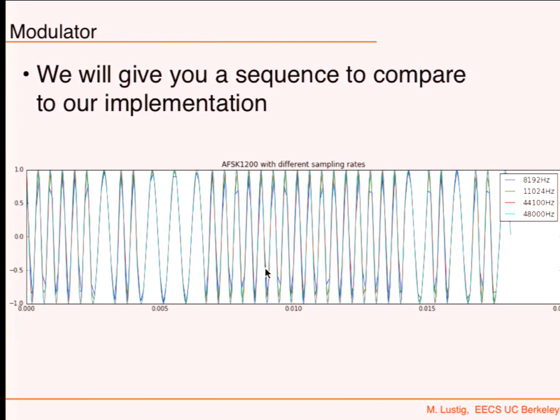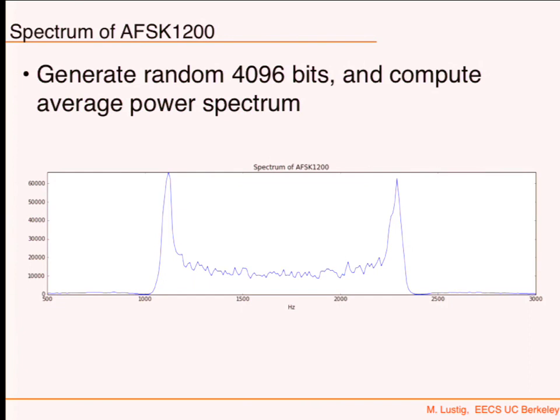The next step is you're going to look at the spectrum. And how do we look at the spectrum? What you're going to do is generate a random set of 4096 bits, and then compute the average power spectrum. We want you to compute the average power spectrum at a 10 hertz resolution. As you can see, the average power spectrum should look something like this.